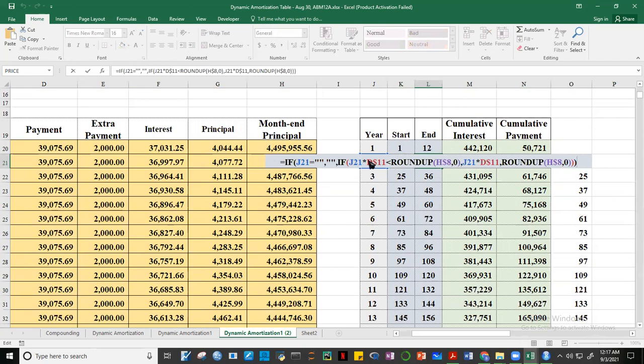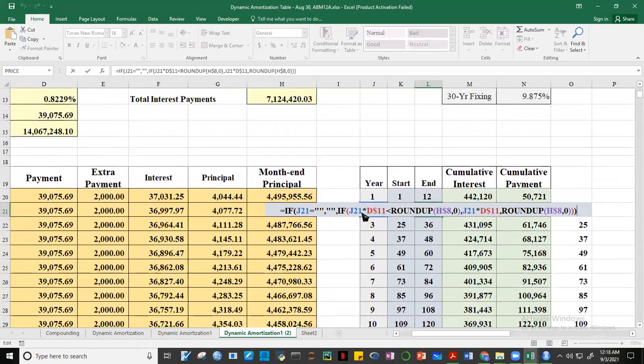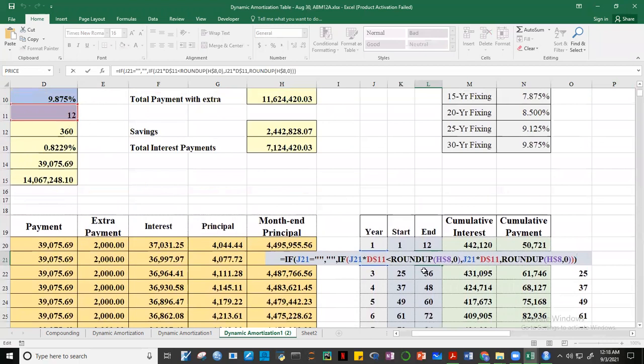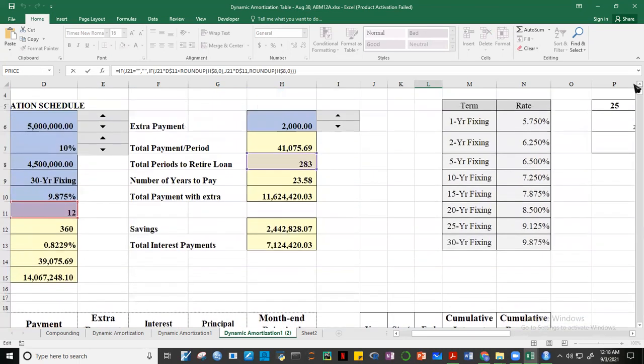Once again, if the year is nothing, give us nothing. Okay. And then if, what's J21? J21 is the year, okay? If the year 2 multiplied by 12, okay? Kasi hahanapin natin kung ilang months na yung year 2. So that's 2 times 12, that's 24, no? If it's less than H8 natin, ito.